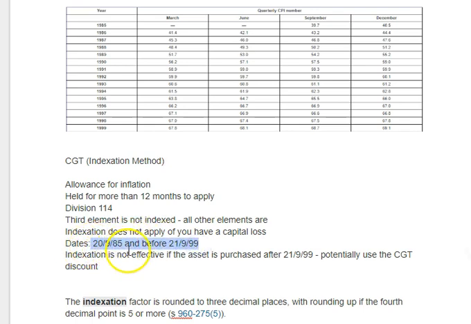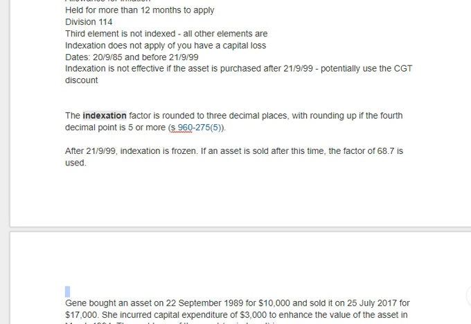So 20 September 85, we'll know the asset needs to be post CGT, and then we've potentially bought it before this date. So as long as we've purchased it before 21 September 1999, then potentially we might use indexation. And as noted here, after 21 September 1999, indexation is not effective anyway, and we will potentially use the CGT discount method.